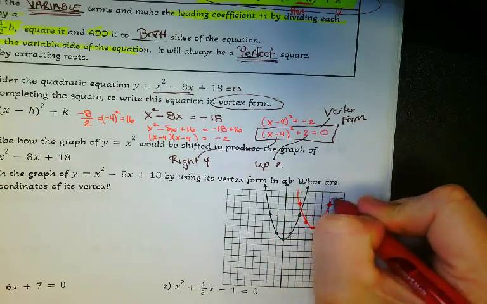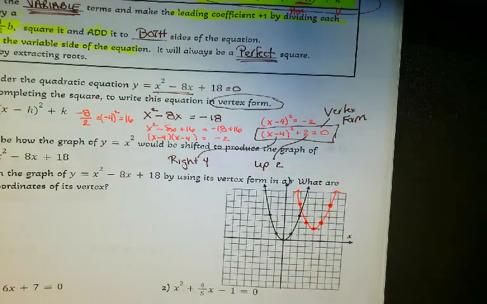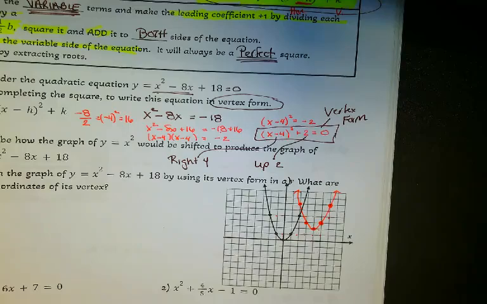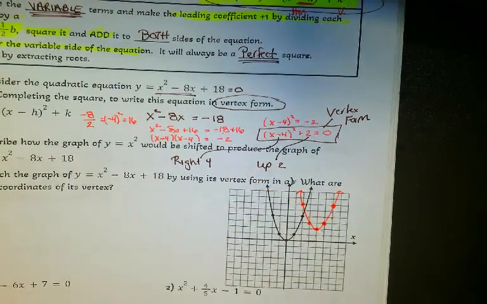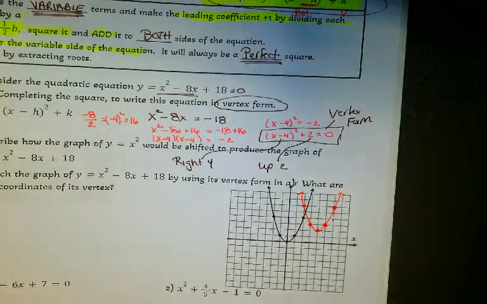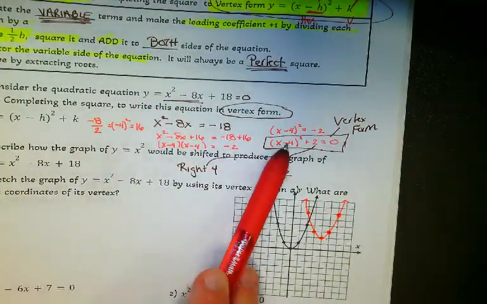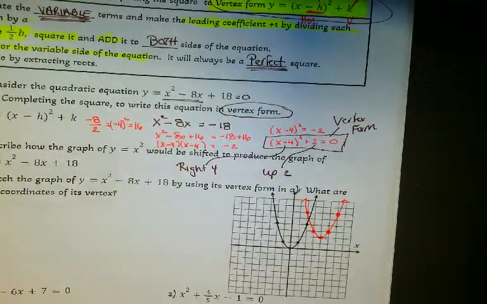It should look the exact same. The size shouldn't change. The shape shouldn't change. It's just a translation. We just picked it up and we shifted it right 4, up 2. Okay. So again, the whole point of going to vertex form is so you can see those 2 shifts.